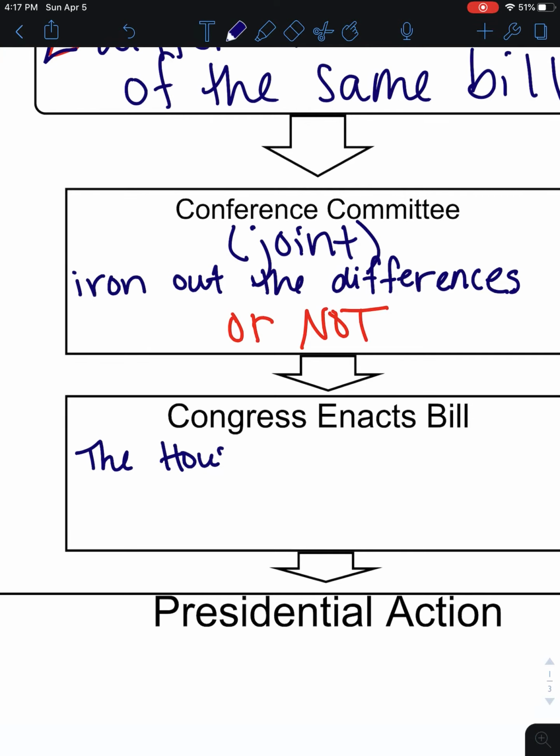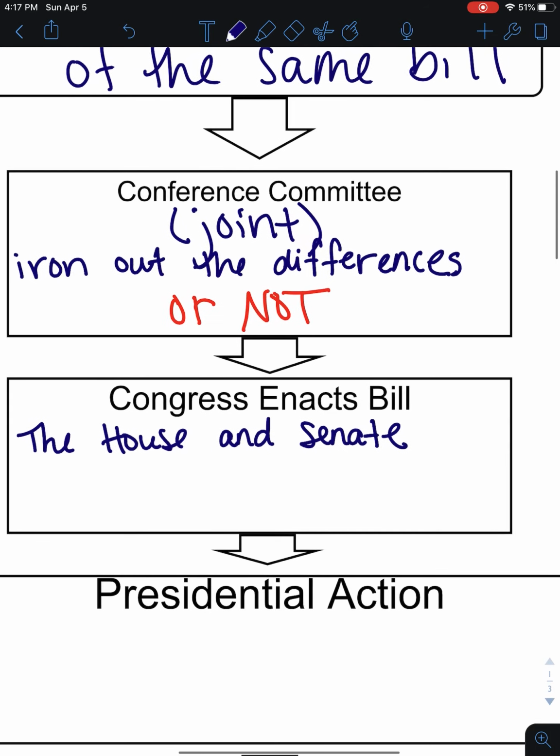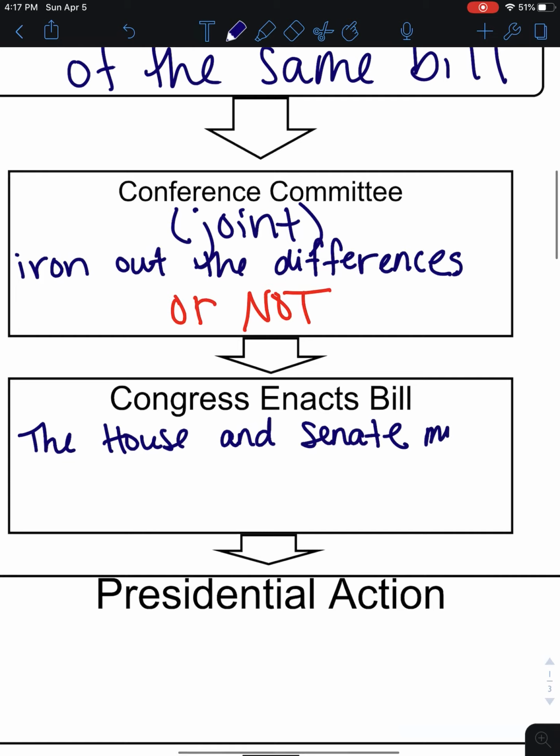So the House and Senate must pass identical bills.